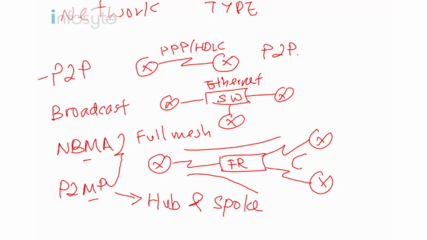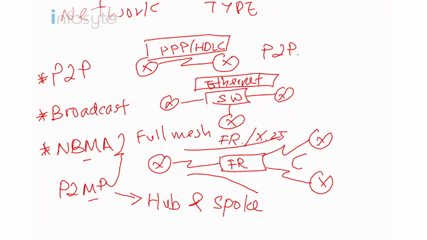So point-to-point, broadcast, and NBMA can be detected based on your link protocol. Point-to-point is detected based on PPP and HDLC, broadcast based on Ethernet, and NBMA based on FR or X.25. Except for point-to-multipoint, which has to be defined by the user. The user needs to define the link type as point-to-multipoint instead.